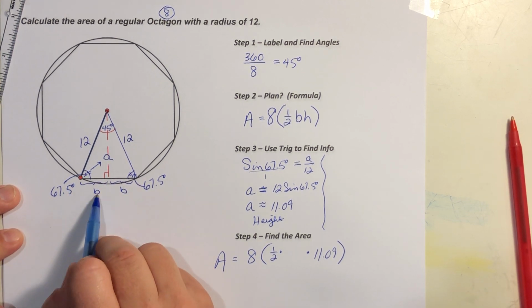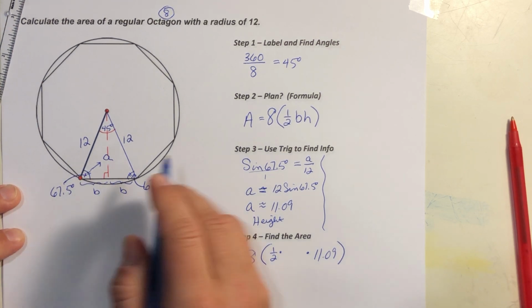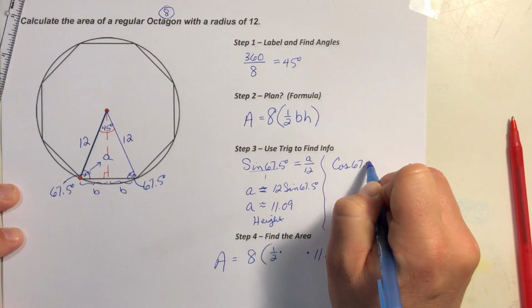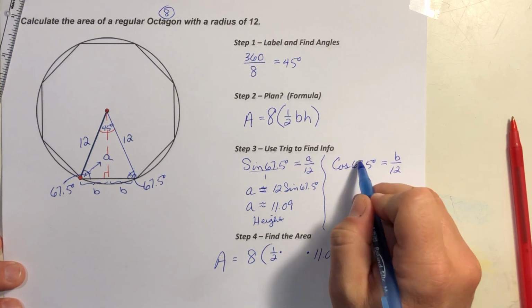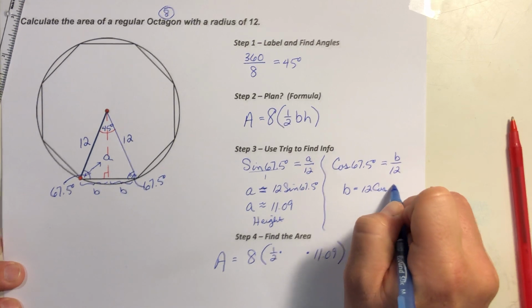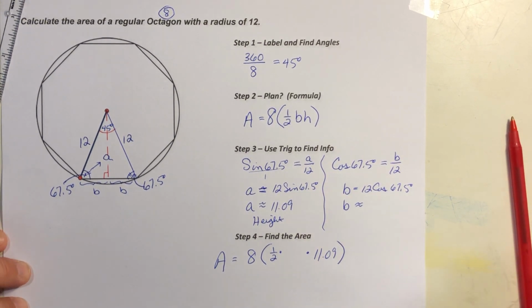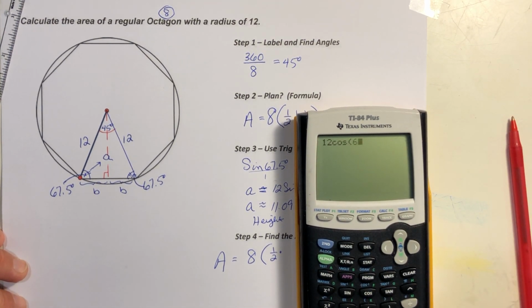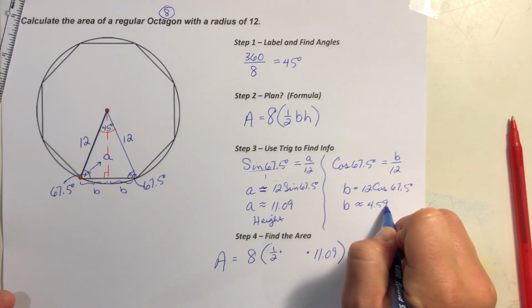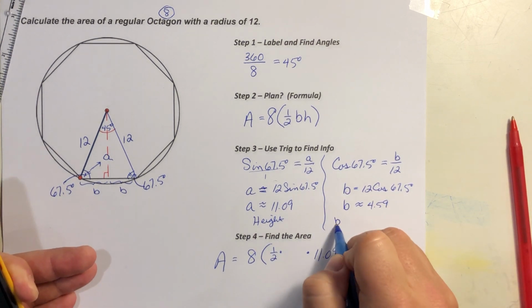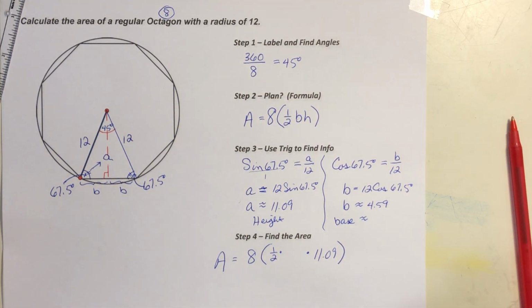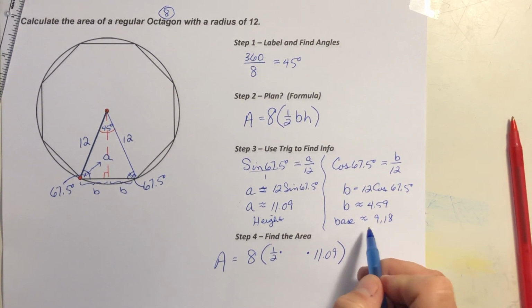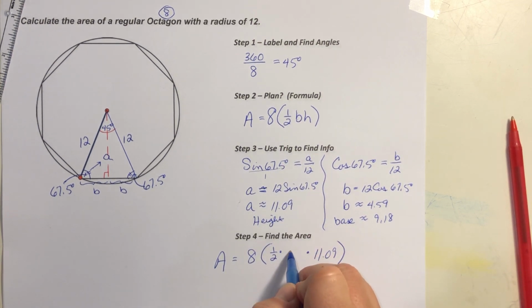So now, where is B compared to 67.5? It's adjacent over hypotenuse. SOHCAHTOA, I'm going to use cosine. Cosine of 67.5 degrees equals adjacent B over hypotenuse 12. Same thing as over here, except cosine, we cross multiply. B equals 12 cosine 67.5 degrees. B is approximately, let's see. So I'm going to do 12 cosine 67.5 degrees, enter. Now remember, it's about 4.59, but that's only half of the distance, so the base is going to be double that. Okay, so again, I'm going to leave my decimal on my screen, times 2. I'm getting about 9.18. Okay, now that's my base. I'm going to replace that right here. So that 9.18 is going to go right here.